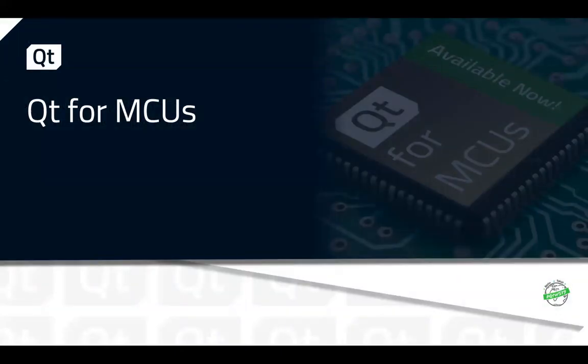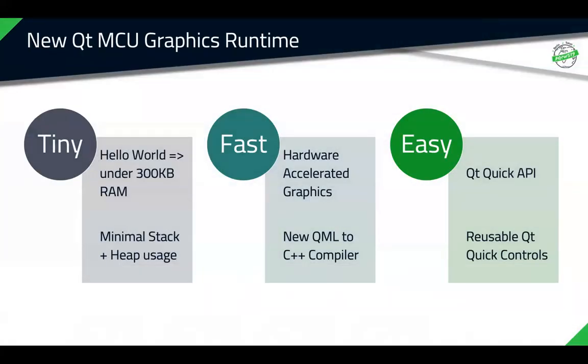We have a new product for microcontrollers, MCUs, that we released just before Christmas. Version 1.1 is now out. Qt for microcontrollers is a graphics runtime built on the QML language. It's a complete new re-implementation of QML for those low-end microcontroller devices. It's tiny, so you can build user interfaces with very little RAM and ROM usage. It's very fast, compiling everything down to C++ and making use of graphics acceleration.